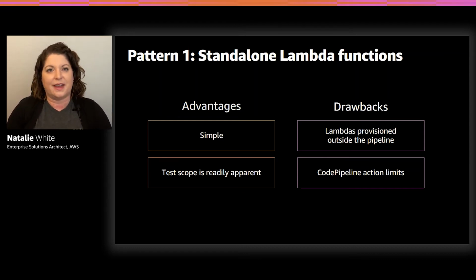The other drawback is that potentially, if you continue with this pattern into the future and you keep adding Lambdas and adding tests, you could eventually hit CodePipeline action limits, or if you're using custom resources and custom actions, there are limits there as well. So if you continue with this pattern, you may run into those limits, and there are other ways to execute your tests and orchestrate them that provide you a little bit more flexibility.